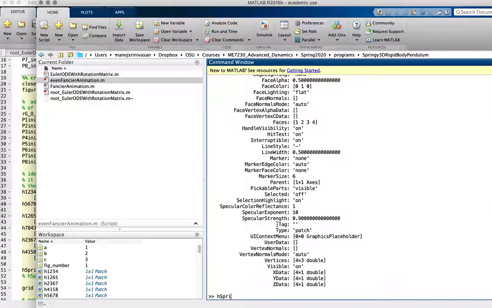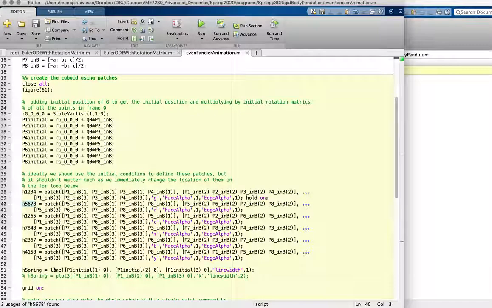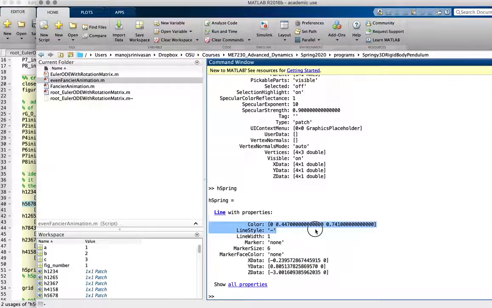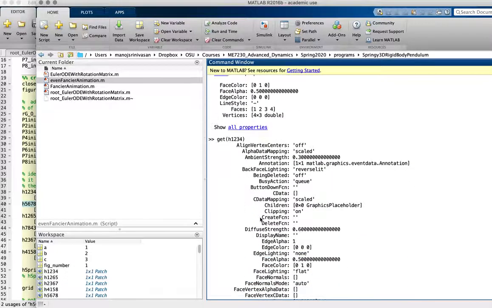So H spring is the line that is used to connect the origin to the point P1. And it's got much fewer properties because it's a line. Because this is a patch, in other words, a polygon, it's got more properties.